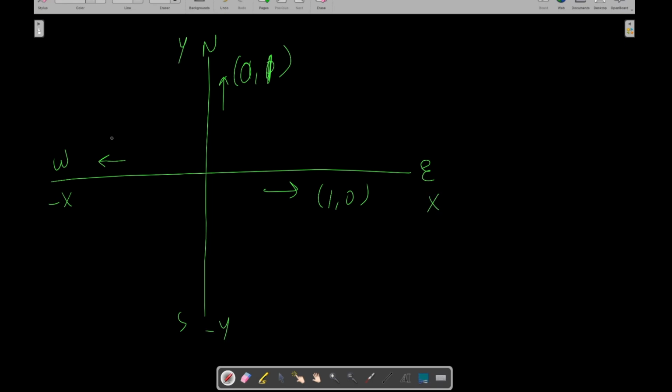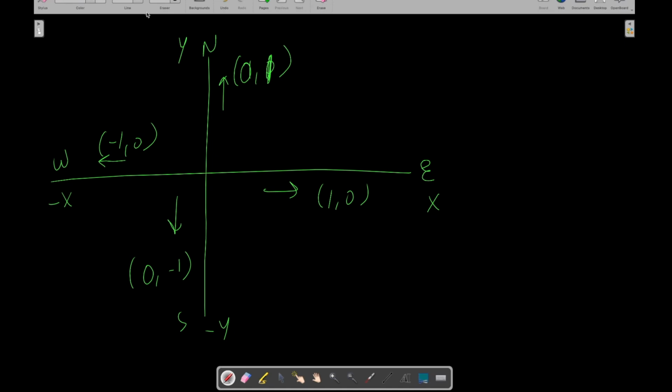Okay, so it is east, west, north, south, right? So whenever we are moving in the east direction, the coordinates will be 1 comma 0, right? Whenever we are moving in the north direction, the coordinates will be 0 comma 1, right? Whenever we are moving in the west direction, it means negative of x, it is y, it is negative of x, right? So it means minus 1 comma 0. And whenever we are moving in the south direction, it means 0 comma minus 1, right?